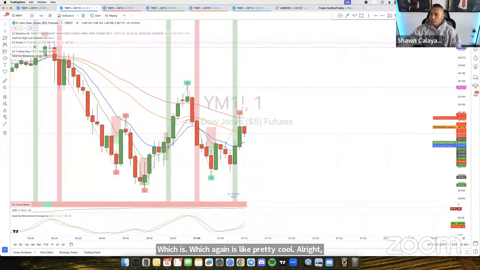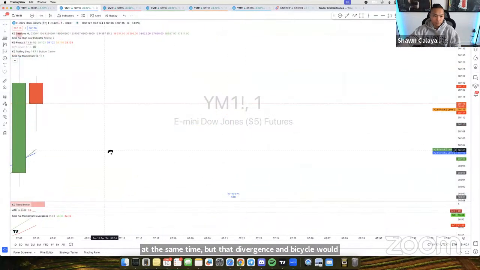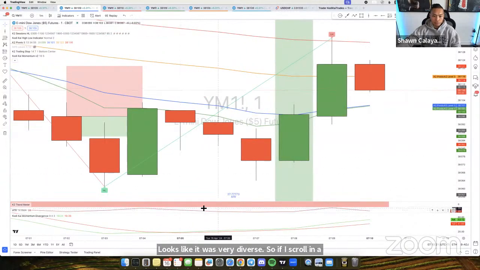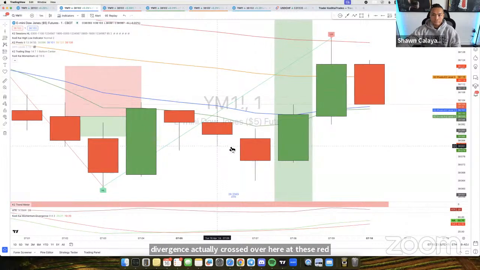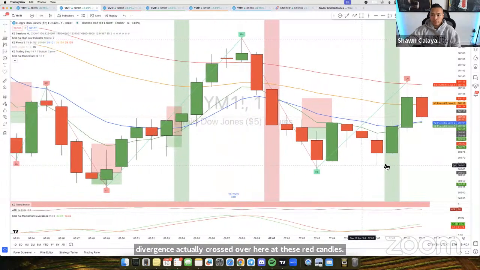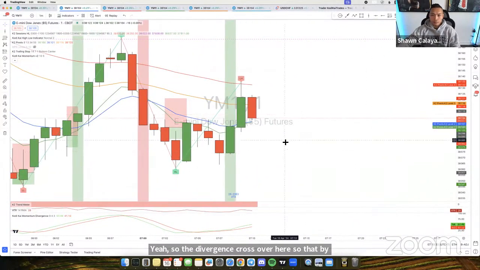Yeah, Medusa, not sure what happened first or if it was at the same time, but that divergence and buy signal would have hit. Looks like it was already diverged. So if I scroll in a little bit, look at this right here, Medu, the divergence actually crossed over here at these red candles. Yeah, so the divergence crossed over here. So that buy signal right there actually met your criteria for what you were saying. This looks like it could be a possible CV entry, guys.